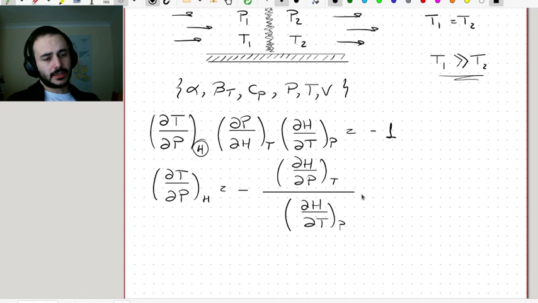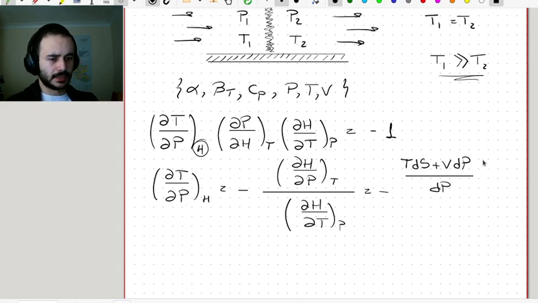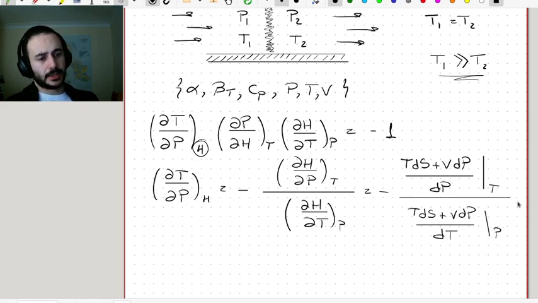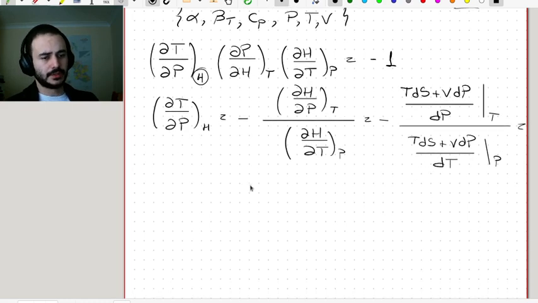So once we have it in this shape, we can just replace the partial derivative with respect to H within the corresponding fundamental thermodynamic relationship. Okay, so remember that dH equals TdS plus VdP. Okay, and here we divide, if you like, by dP, and the whole thing happens at constant temperature. And in the denominator we can write the same thing, TdS plus VdP, in this case divided by dT, and what remains constant here is the pressure. Okay, so what is this object equal to?